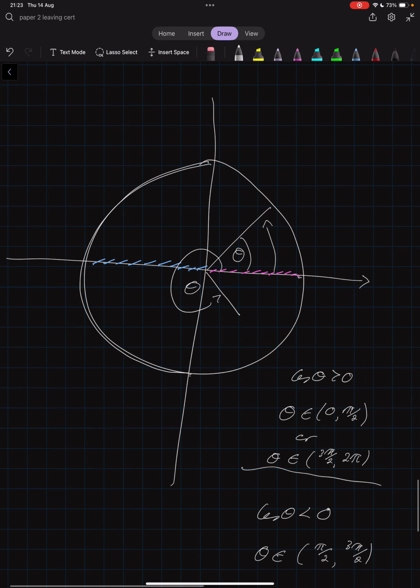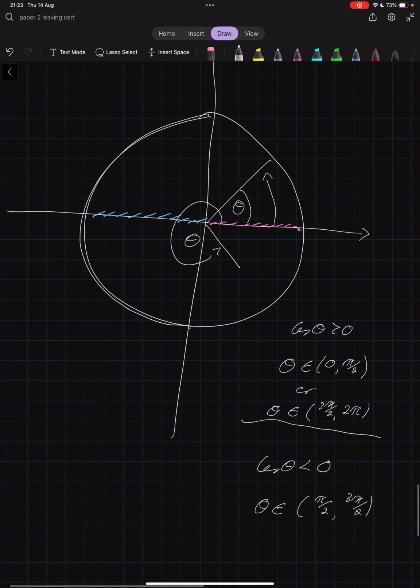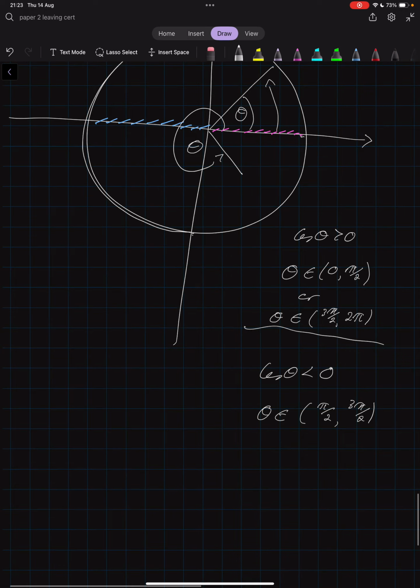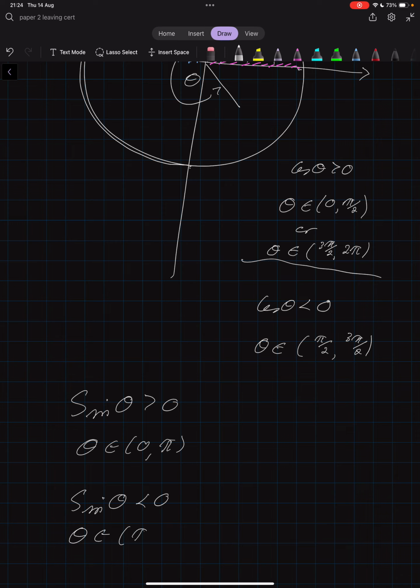So cos is greater than 0 half the time and then less than 0 half the time. Okay? And then for sine, theta is greater than 0 if theta is an element of 0 to pi, and sine theta is less than 0 if theta is an element of pi to 2 pi. So sine is a little bit nicer.